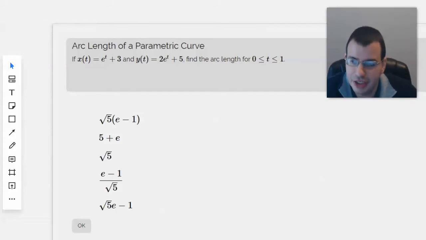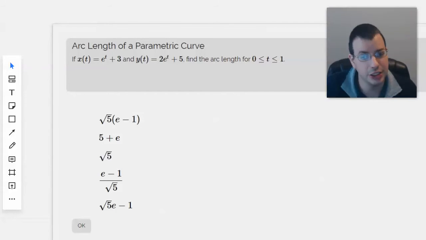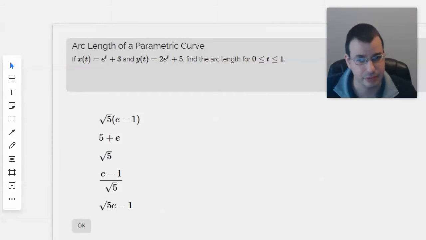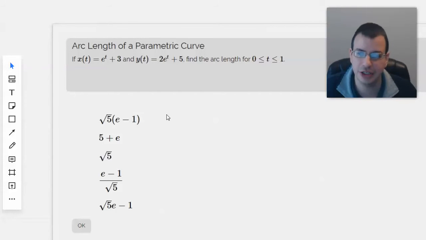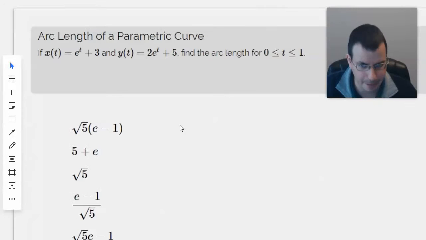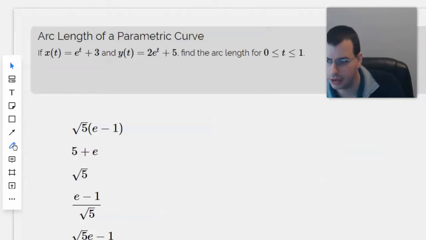If x of t equals e to the t plus 3 and y of t equals 2e to the t plus 5, find the arc length for 0 less than or equal to t less than or equal to 1. Okay? So this goes to our arc length formula.